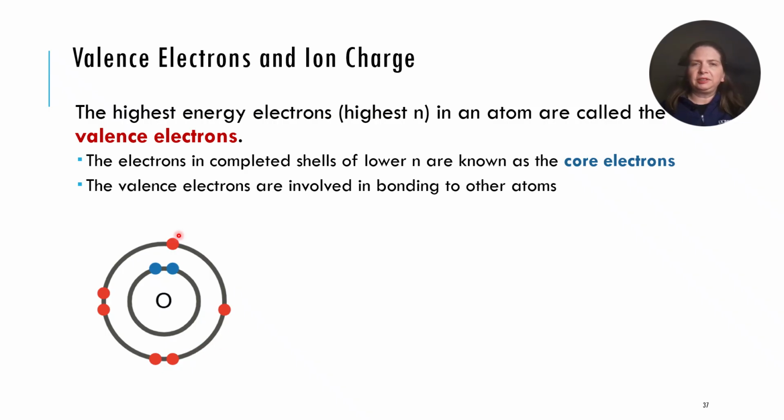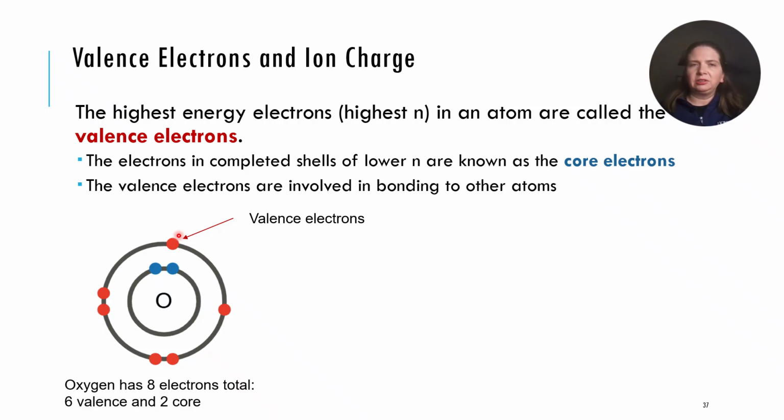If we look at this model of an oxygen atom, the valence electrons are shown in red. Oxygen has a total of 8 electrons. 6 of these are valence electrons, and 2 are core electrons.